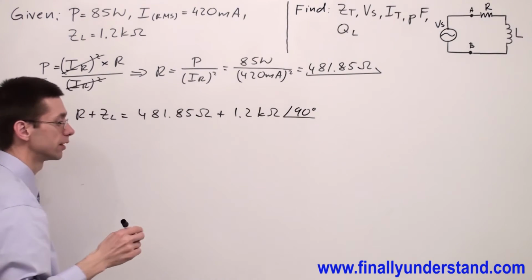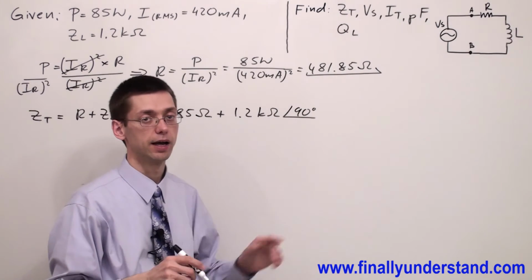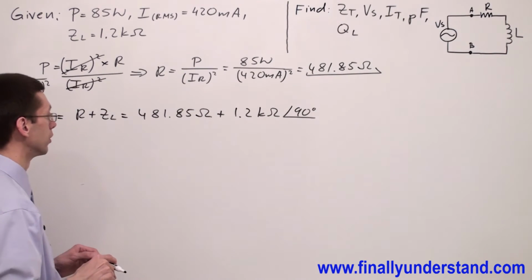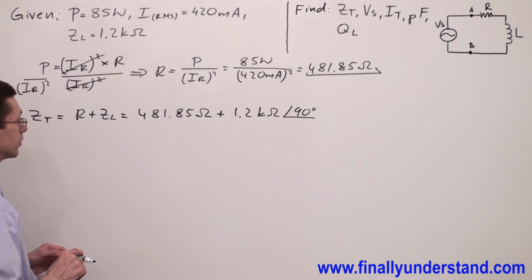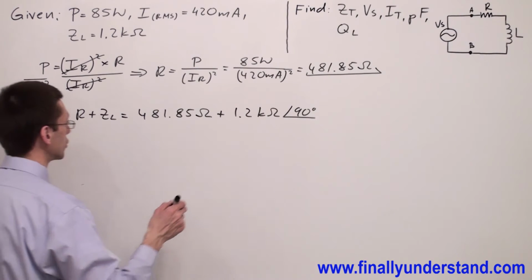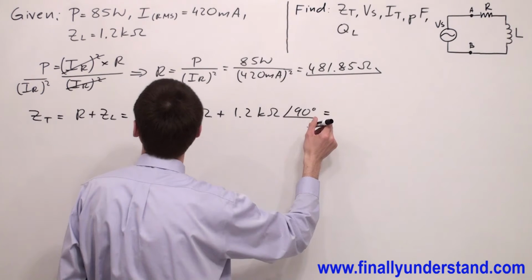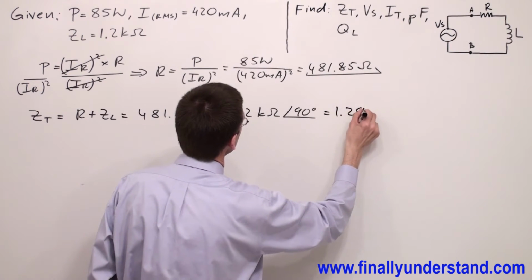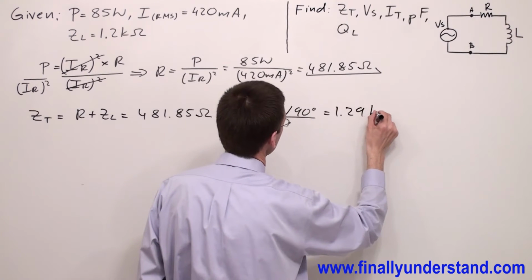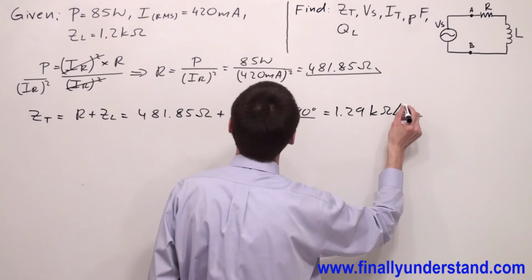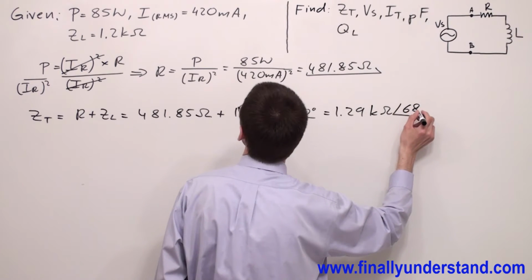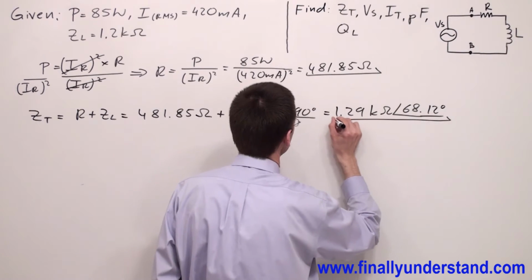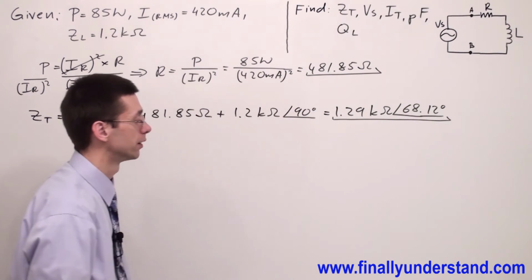You cannot forget about the angle 90 degrees, which is always going to be next to the value of the impedance of the inductor. So I have Z total equals 1.29 kilo ohms and angle of 68.12 degrees. Okay, this is my Z total.